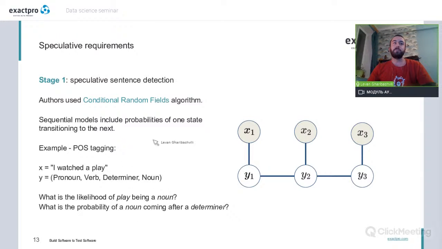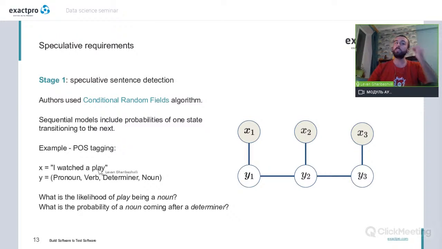And the authors used an algorithm called conditional random fields. It is a type of sequential model. It is similar to Markov models, if you're familiar with that; they are all sequential models. Basically, the difference from the previous models that I explained is that these also include the probabilities of one state, one label, transitioning to the next. So, for example, in the case of part-of-speech tagging, it also asks a question like, what is the probability of a noun coming after a determiner?